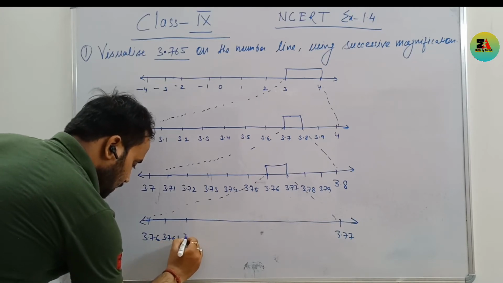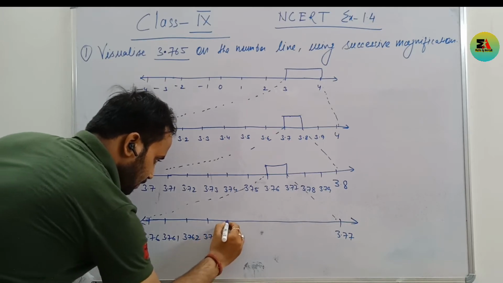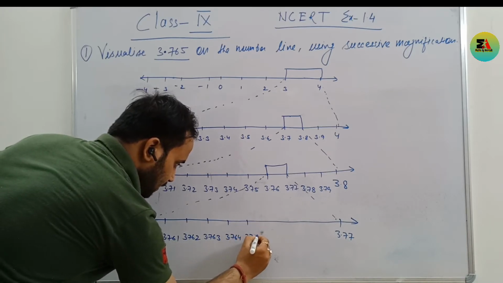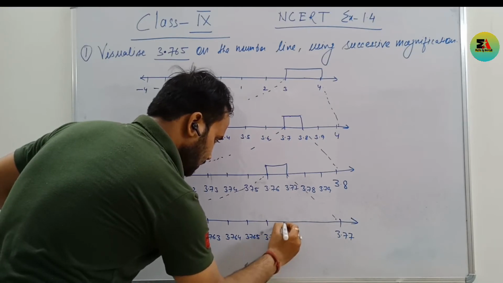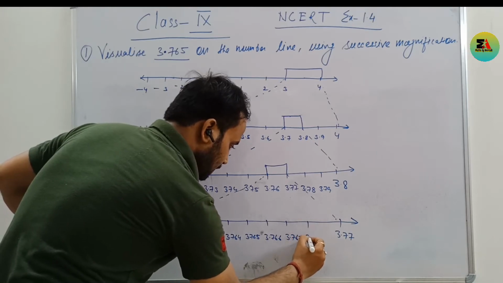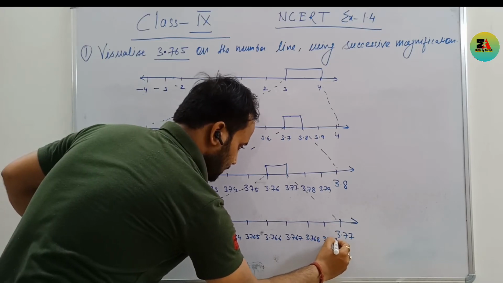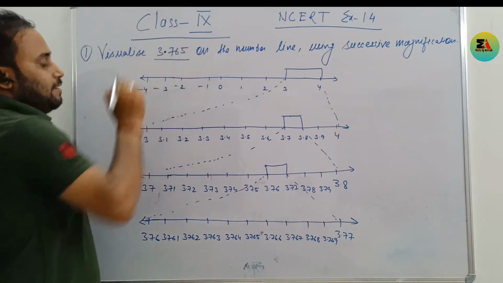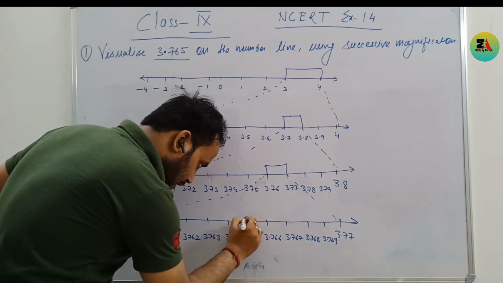3.761, 3.762, 3.763, 3.764, 3.765, 3.766, 3.767, 3.768, 3.769. Now you check, our number is 3.765. So 3.765 is magnified at that point.